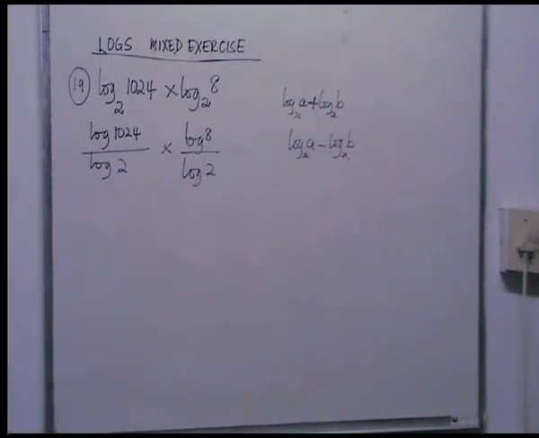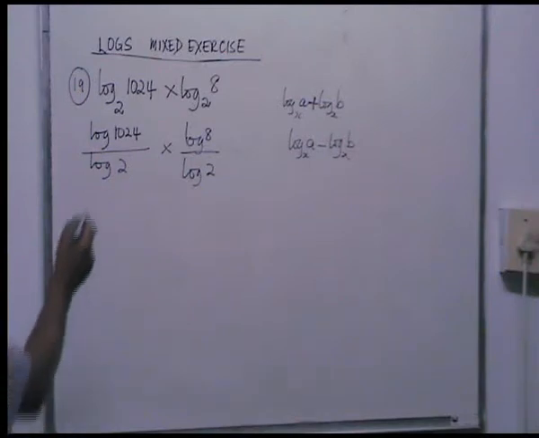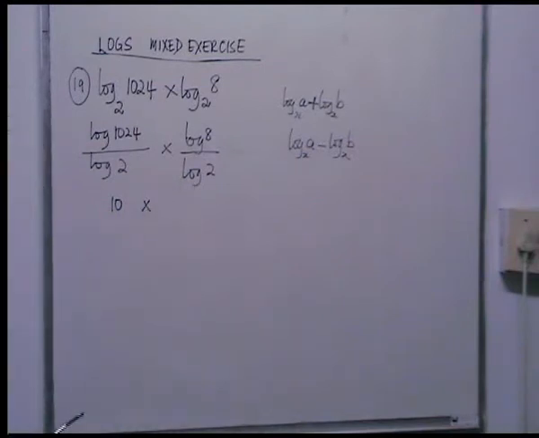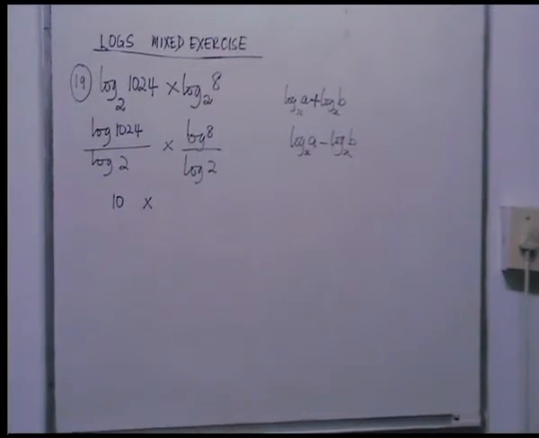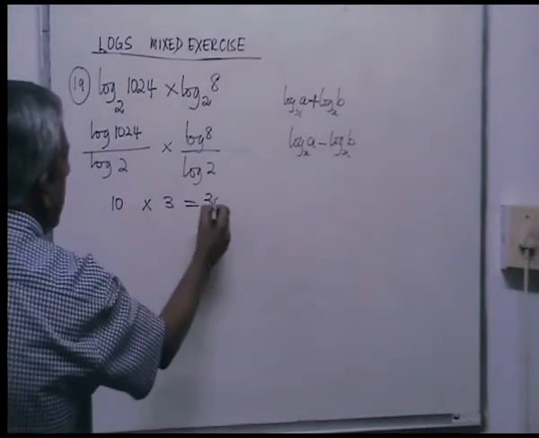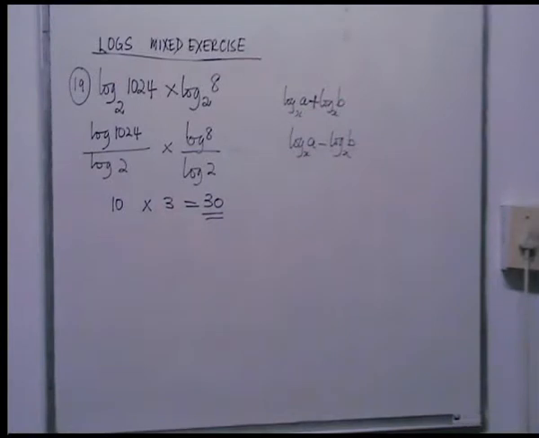Now I put this into the calculator. You take your calculator, make sure you clear previous work, and you say log 1024 divided by log 2 is equal to, and for this part I get the answer 10. Then you go to that part, take your calculator, clear your previous work, log 8 divided by log 2, and the answer is 3. So finally it is 10 times 3, and the final answer is 30.